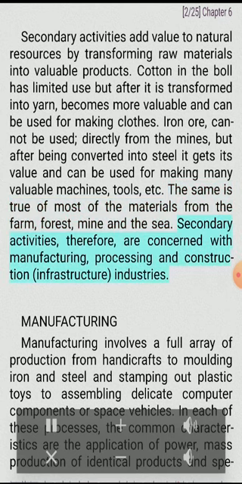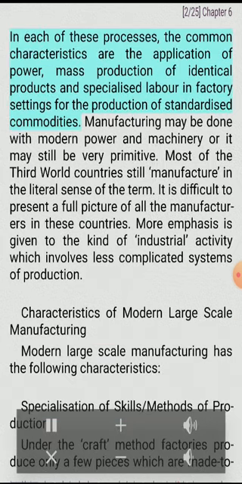Secondary activities, therefore, are concerned with manufacturing, processing and construction, infrastructure, industries. Manufacturing. Manufacturing involves a full array of production, from handicrafts to molding iron and steel and stamping out plastic toys to assembling delicate computer components or space vehicles. In each of these processes, the common characteristics are the application of power, mass production of identical products, and specialized labor in factory settings for the production of standardized commodities.